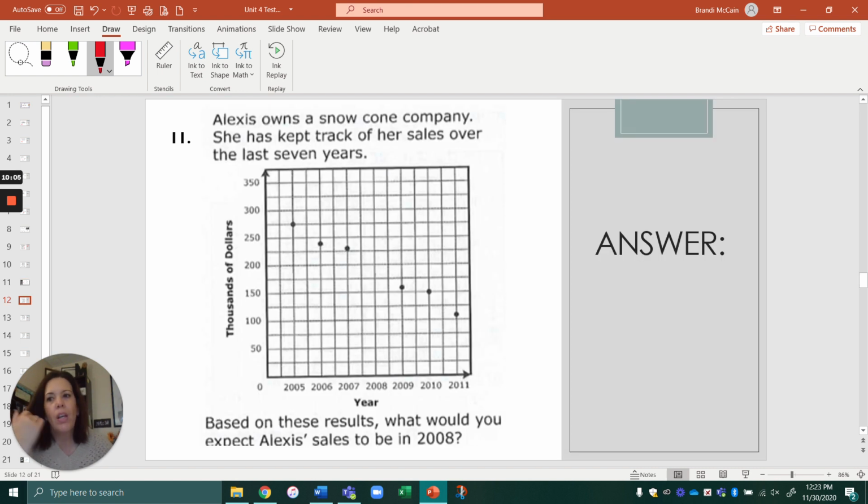Number 11, Snow Cone Company just kept track of sales over the last 7 years. We want sales in 2008. So sales in 2008, here's our line here. This one on the review, I gave you choices. I think they were 150, 200, 250, and 300 maybe. You can see this one is the 200. Okay, so this answer is 200. It's multiple choice on the review, so that was 200.